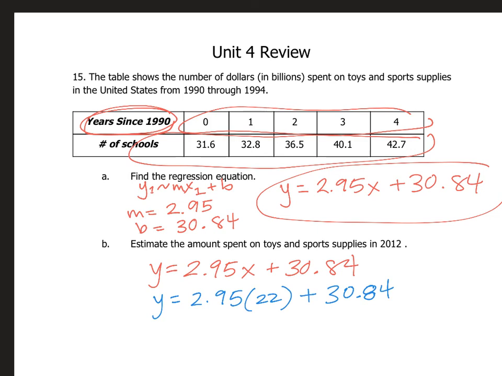So obviously you're going to multiply first. When you put 2.95 times 22 in your calculator, you should have gotten 64.9, and then we need to add 30.84, and when we do that, we get y equals 95.74. This is an estimation. This is the estimated amount. It may fall a little above, it may fall a little below, but that's the estimated amount spent in 2012.